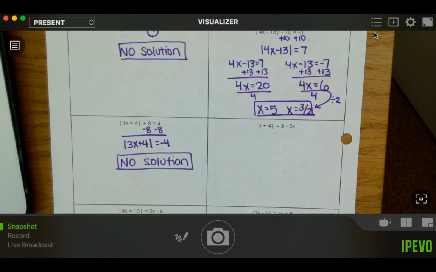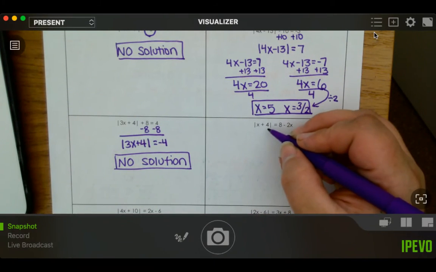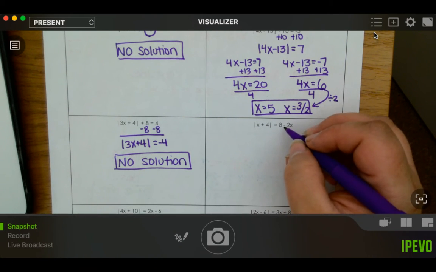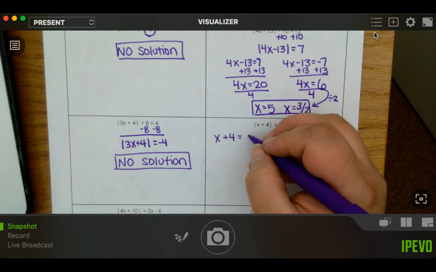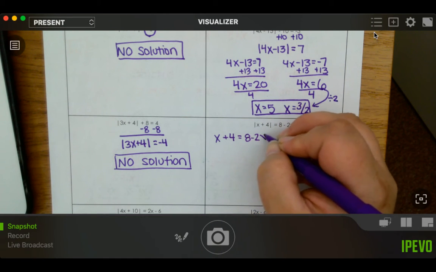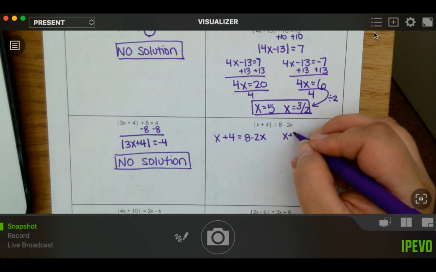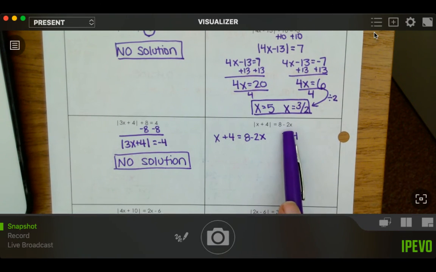Now let's talk about what you do if there's some extra stuff over here. So the absolute value is by itself, so that's good. But this is the side that you need to split. Here's how we split it. First of all, one of them stays the exact same way, just without the absolute values. And the other one changes the sign of the side that doesn't have the absolute value.